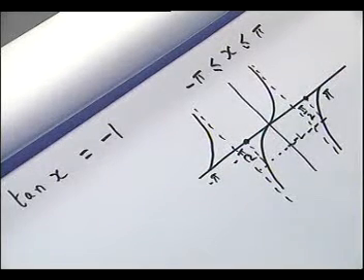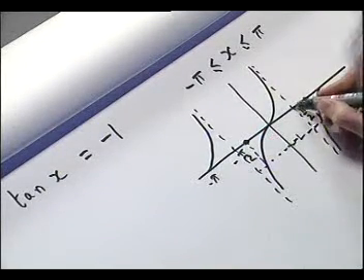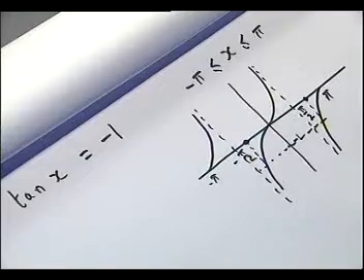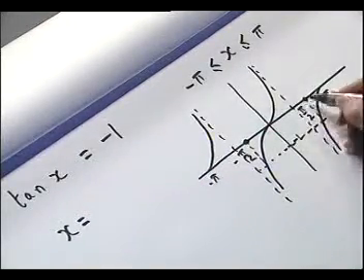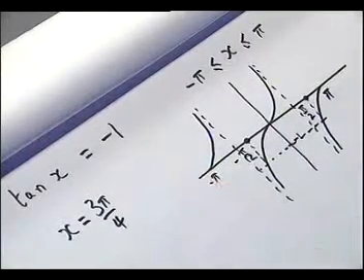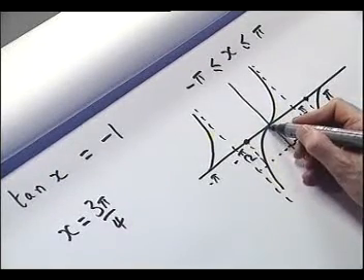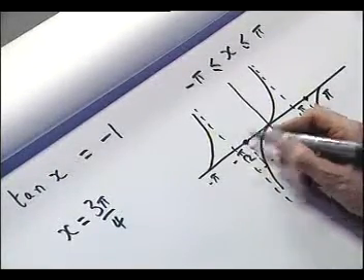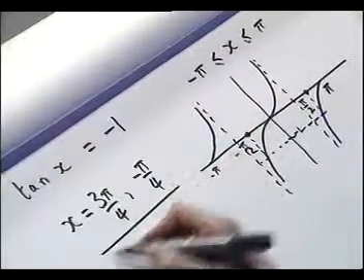Well, we know that the angle whose tangent is plus 1 is pi by 4. So this must be pi by 4 further on. And so we have x is equal to pi by 2 plus pi by 4. That will be 3/4 of pi, or 3 pi by 4. And this one here must be minus pi by 4 back there. So minus pi by 4.